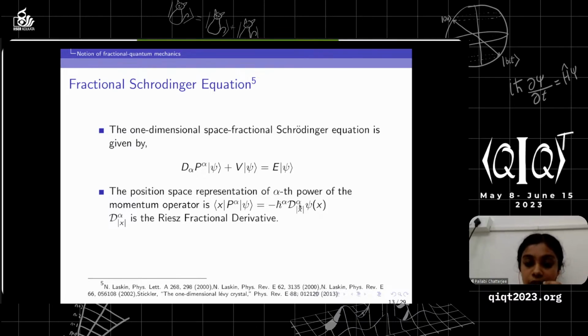So if alpha equals 2, it will have a second order derivative term, and this will be h-bar squared, and this D alpha will be 1 by 2m for alpha equals 2, and we will get back our normal Schrodinger equation. And this is the general form of the Schrodinger equation in space fractional form.